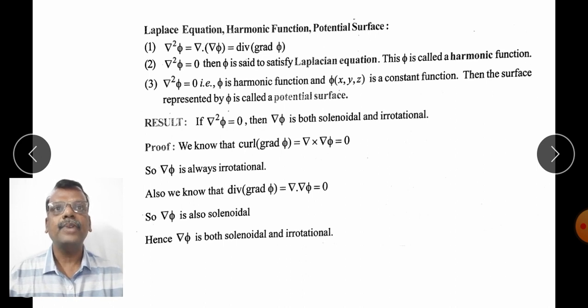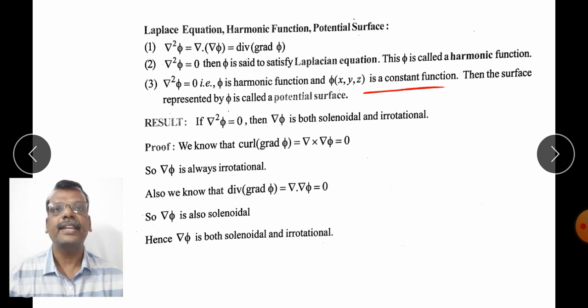Del square pi is equal to del dot del pi, that is equal to div of grad pi. If del square pi is equal to 0, then pi is said to satisfy the Laplacian equation, and this pi is called a harmonic function. And again, del square pi is equal to 0, pi is a harmonic function, and pi of x comma y comma z is a constant function. Then the surface represented by pi is called a potential surface.